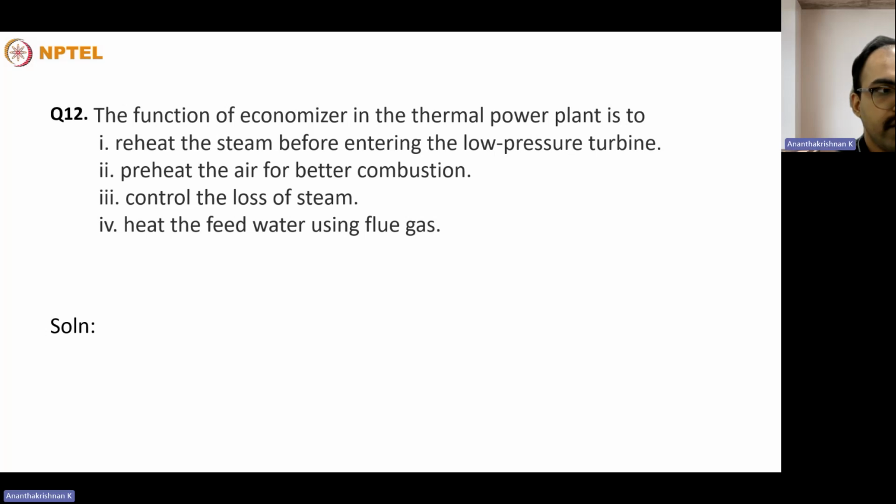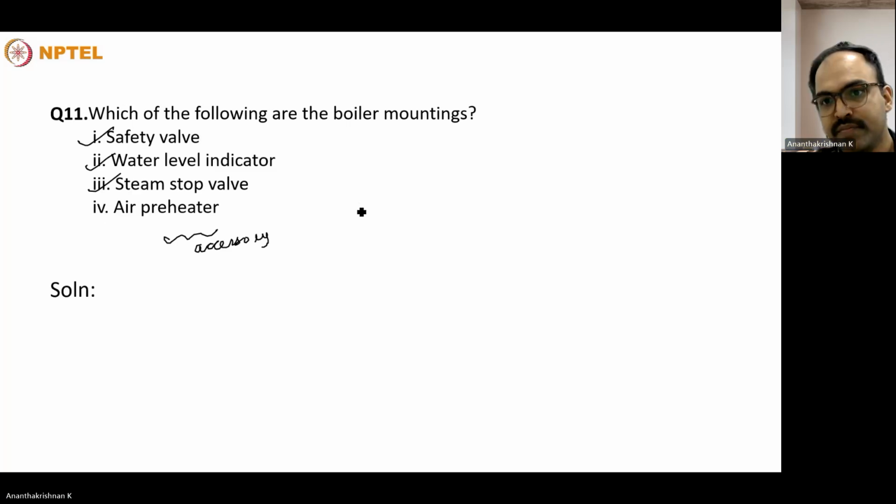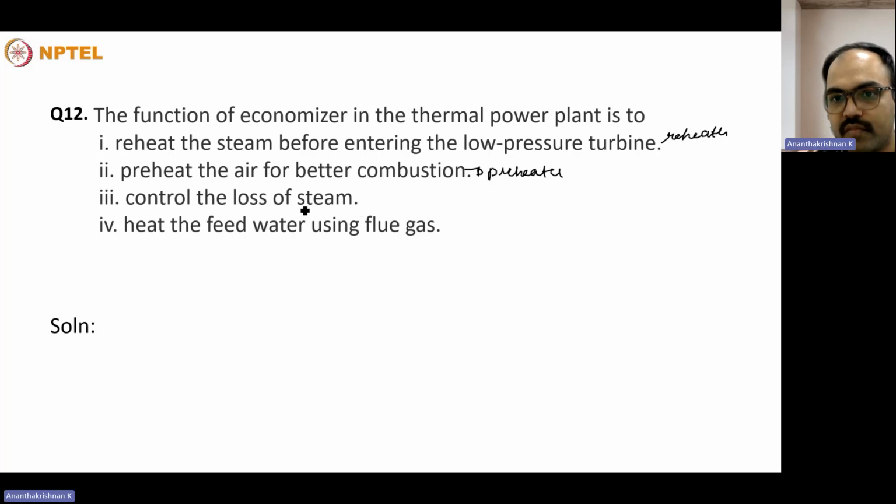The function of the economizer in a thermal power plant is to reheat the steam before entering the low pressure turbine? Preheat the air for better combustion? This is the air preheater, so it's wrong. Reheat the steam before it enters the low pressure turbine? No, that is a reheater. Control the loss of steam? No, that's a steam stop valve.